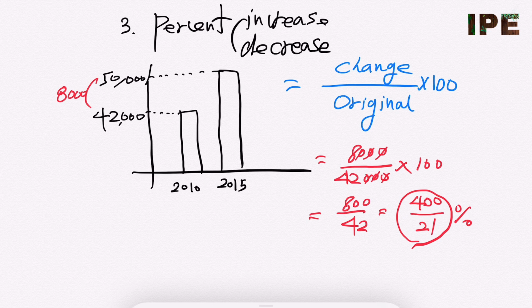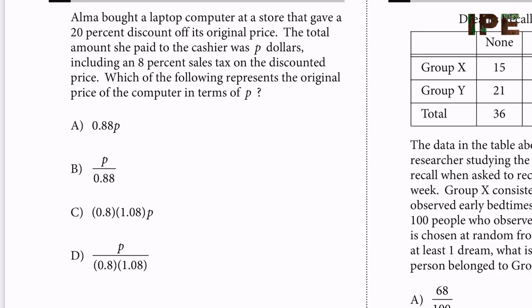Okay, I introduced 3 different types of percentage problem in the SAT. Let me solve some problems. Number 20. Arma bought a laptop computer at a store, which gave a 20% discount off its original price. The total amount she paid to the cashier is $P, including an 8% sales tax on the discounted price. Which of the following represents the original price of the computer in terms of P?